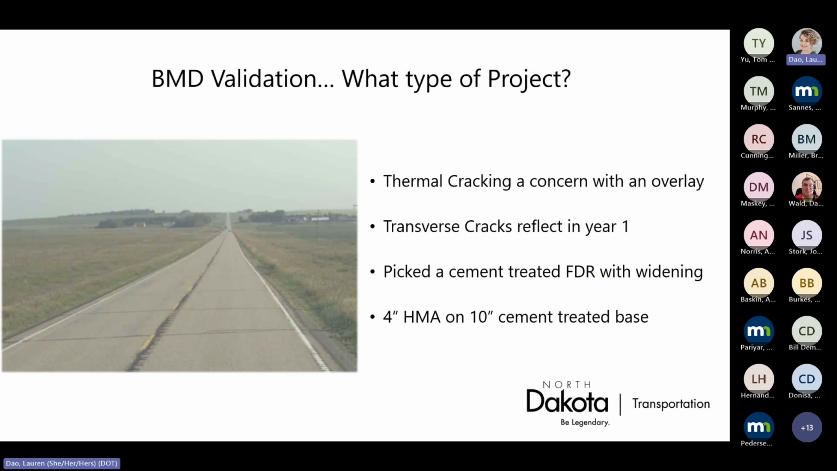So when we were trying to pick a project for the validation, we were kind of left with, well, what do we got to work with here? We didn't really want to do just a regular overlay project. We are a cold weather state. Thermal cracking is a real deal. And we didn't really want something that would be reflecting through because that just seems to not really make it even past 1 year. So we actually picked, I was close to Bismarck, luckily, a cement treated FDR with widening job. This is going to be 4 inches of hot mix asphalt on 10 inches of cement treated base.